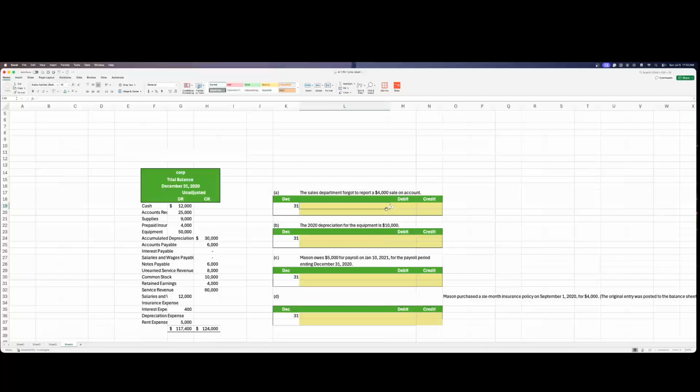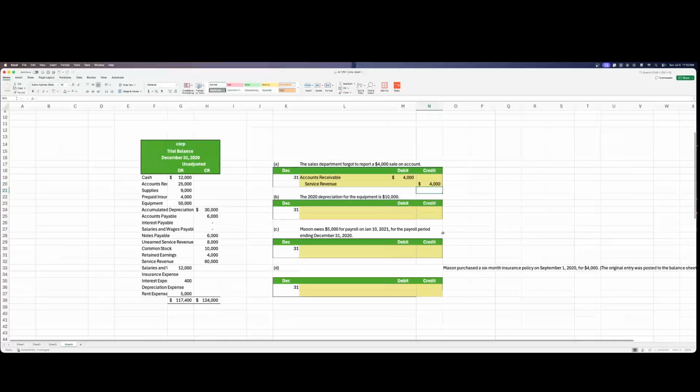So the sales department forgot to report a 4,000 sale on account. First off, I guess it's not going to be cash. It'll be coming into the accounts receivable account, and this is going to be service revenue.